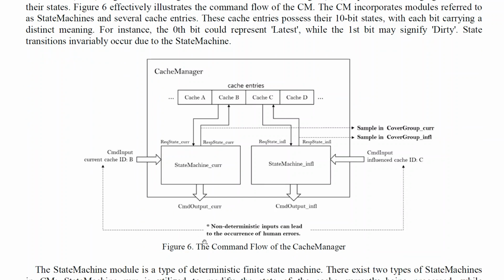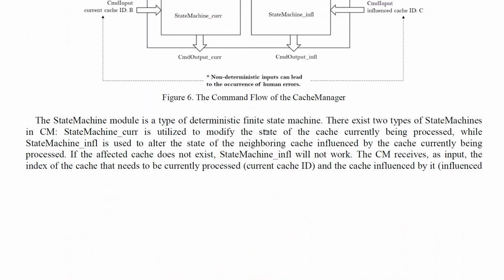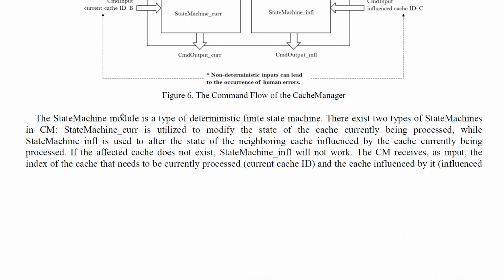Figure 6, the command flow of the CacheManager. The state machine module is a type of deterministic finite state machine. There exist two types of state machines in the CM. State machine _curr is utilized to modify the state of the cache currently being processed, while state machine _infl is used to alter the state of the neighboring cache influenced by the cache currently being processed. If the affected cache does not exist, state machine _infl will not work.